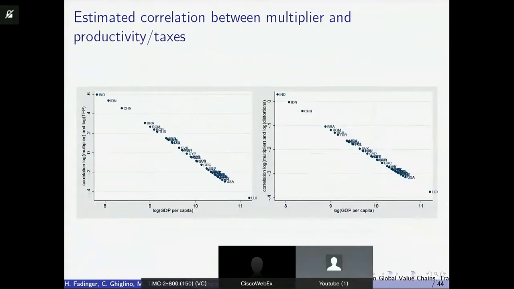So again, this is the estimated distribution of multipliers by percentile of income, which I've already shown to you. And here we have the estimated correlation between multipliers and productivity depending on the level of income. So you see for poor countries, India, Indonesia, China, Brazil, this correlation tends to be positive. For rich countries, it tends to be negative. And the same is true for the correlation between tax rates and multipliers. It's positive in poor and negative in rich countries.